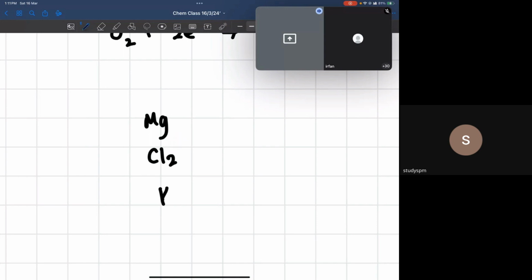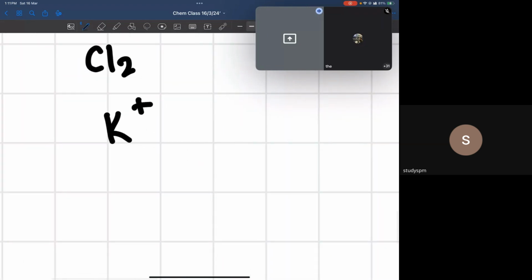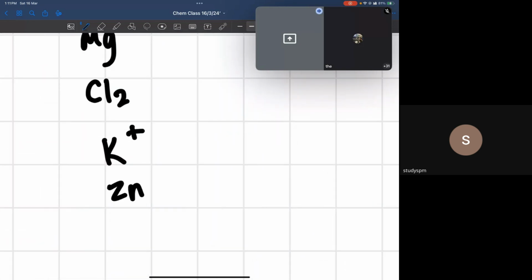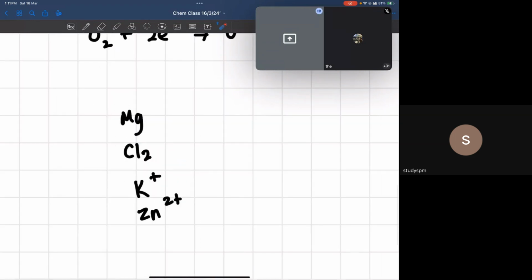But if it is potassium ion, it has 1, right? We don't write 1 plus, we write plus only. So this one, we can say the oxidation number is 1. This one is 0, this one is 0, this is 1. Zinc, 2 plus. The oxidation number is 2. So simple things are very easy.